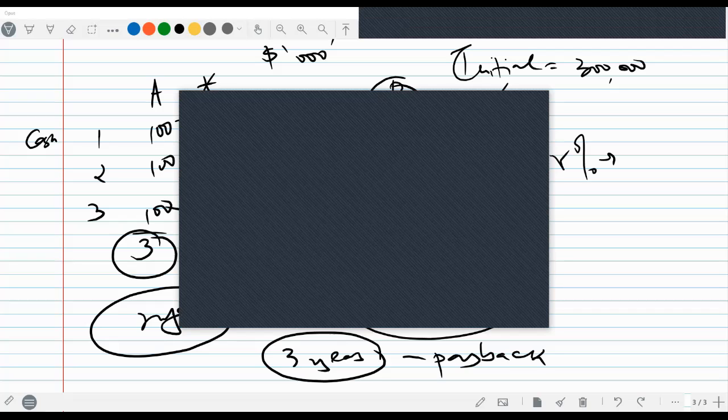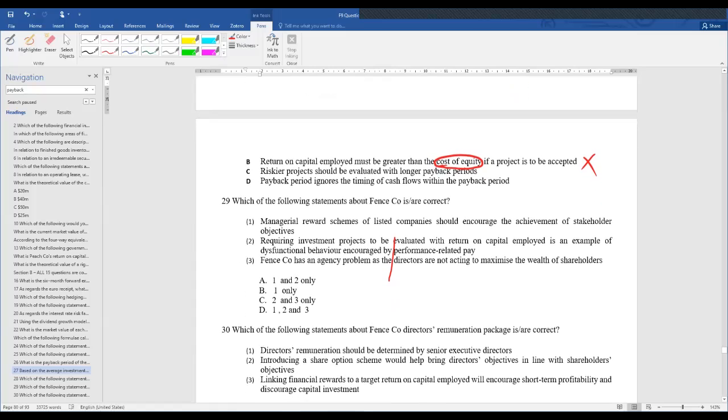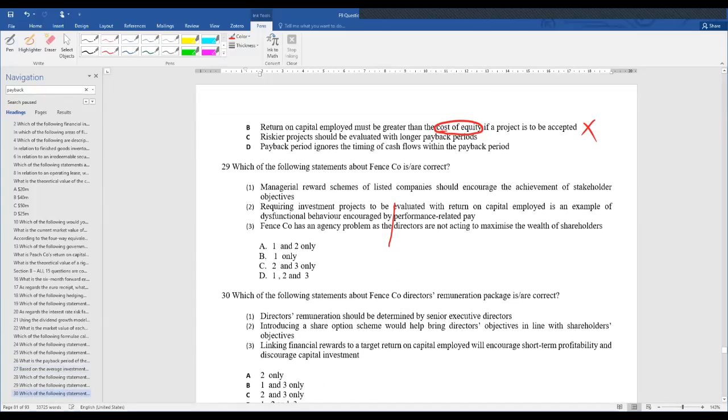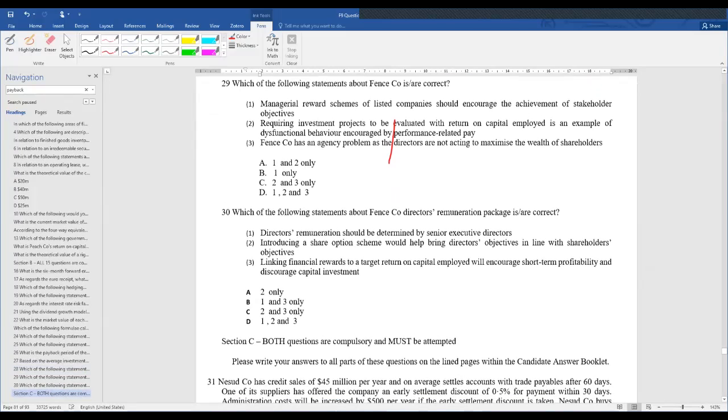I'm not sure you can answer part of question 29. Yes, we can actually answer. Question 29, yes, we can go through it.